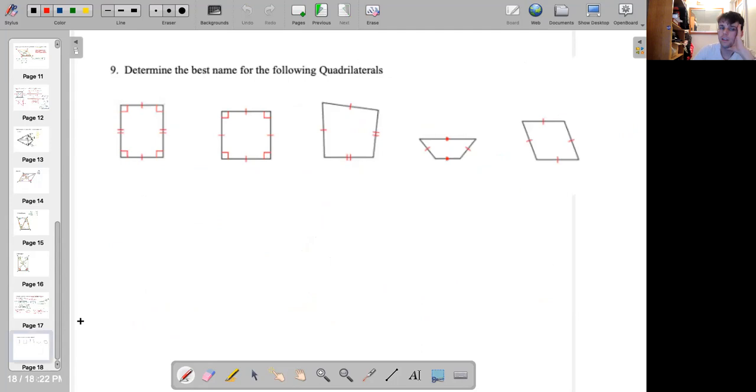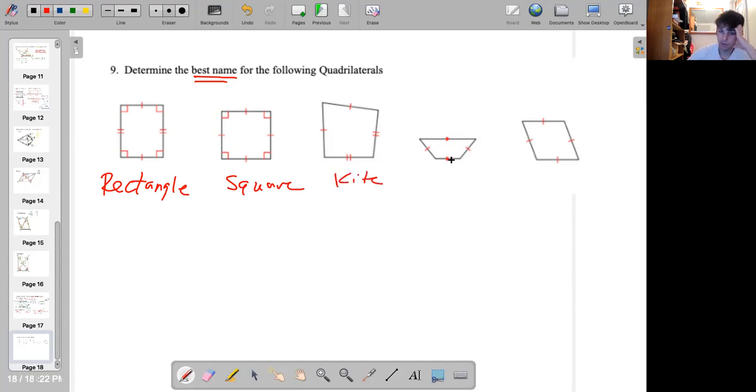All right, the last one, let's determine the best name, the most descriptive name based on these markings. So this first one here, we have 4 congruent 90-degree angles. That's a rectangle. And opposite sides are the same, but they're not all the same. So yes, I think this is a rectangle. Here we have 4 90-degree angles and 4 congruent sides. That is the defining characteristics of a square. Here we have congruent side, congruent side, congruent side, congruent side. Consecutive congruent sides, that makes this a kite.